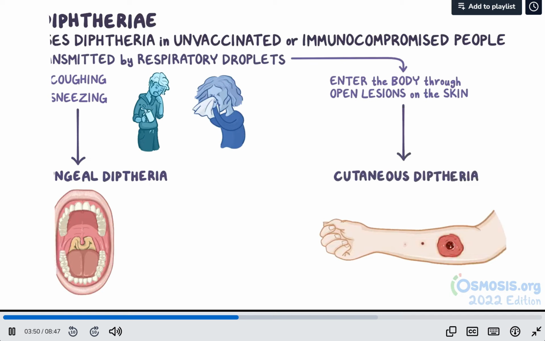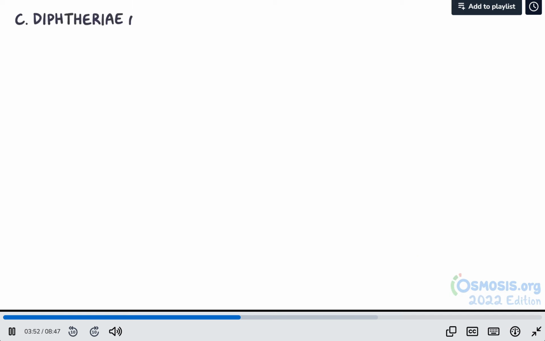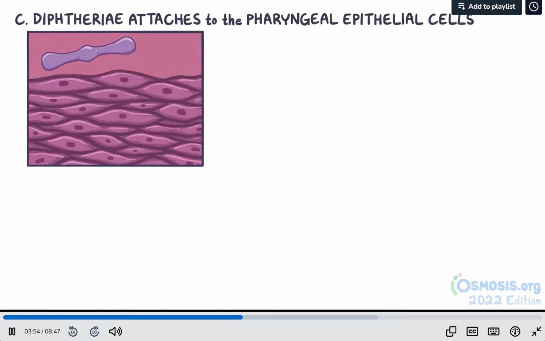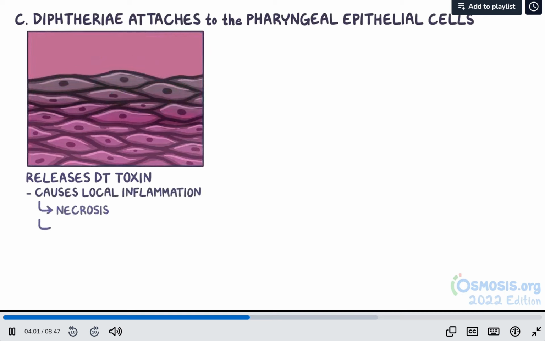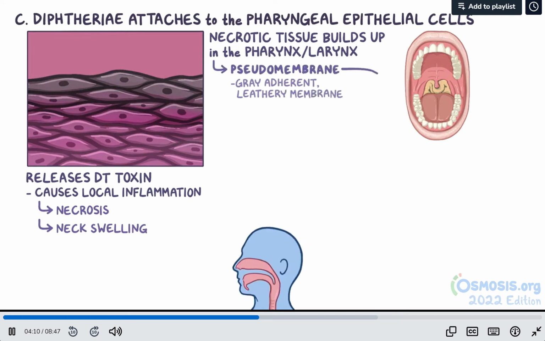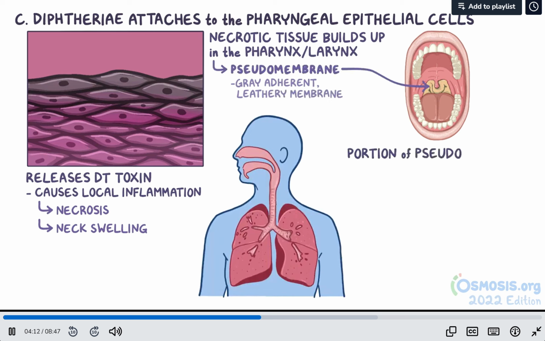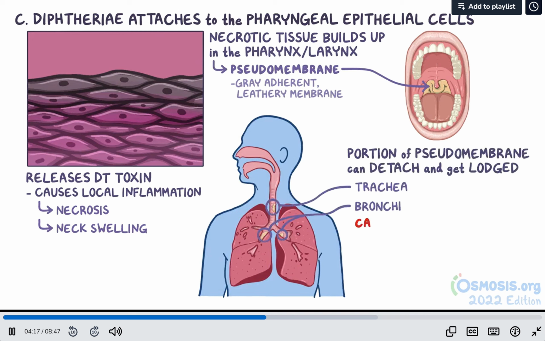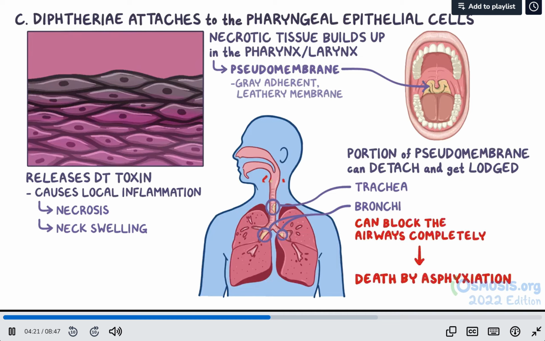Following inhalation of infected respiratory droplets, C. diphtheriae attaches to the pharyngeal epithelial cells, where they release DT toxin. This causes local inflammation that leads to necrosis of pharyngeal tissue and neck swelling. The necrotic tissue builds up over the pharynx and larynx, forming a gray adherent leathery membrane, commonly referred to as a pseudomembrane. In some cases, a portion of the pseudomembrane can detach and get lodged into the trachea or bronchi, and when it's big enough, it can block the airways completely, causing death by asphyxiation.